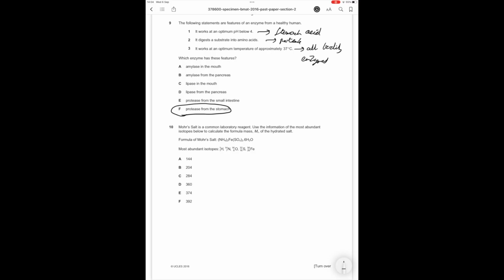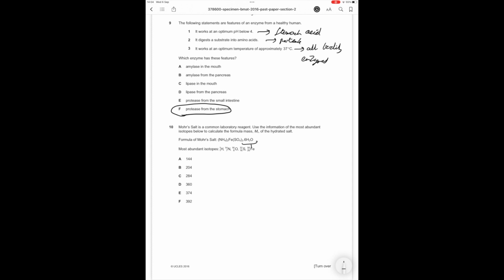Okay, so here is part 2 of this walkthrough. Question number 10. Mohr salt is a common lab agent. Use the information of the most abundant isotopes below to calculate the formula mass Mr of the hydrated salt. Formula of Mohr salt is (NH4)2Fe(SO4)2·6H2O. So let's start with the 6H2O. The mass of H2O is 2 times hydrogen, which is 2, plus 16, which is 18.